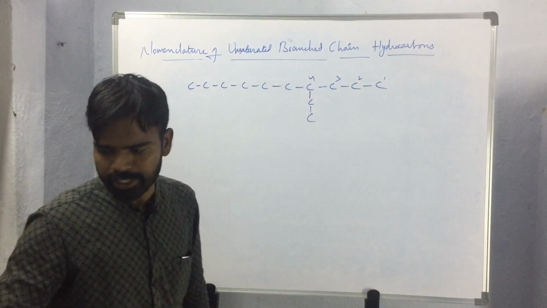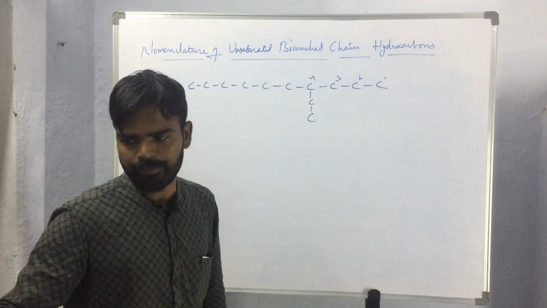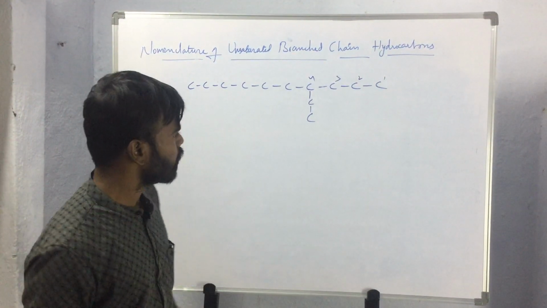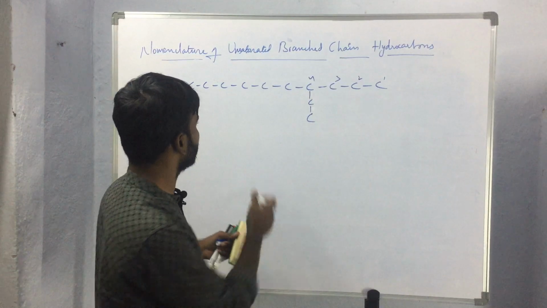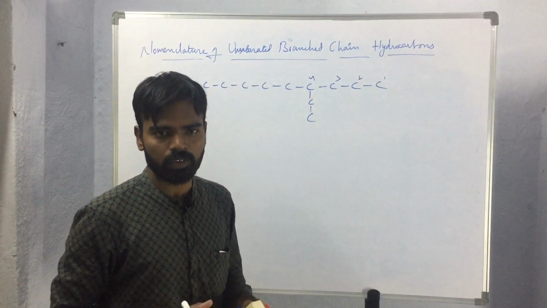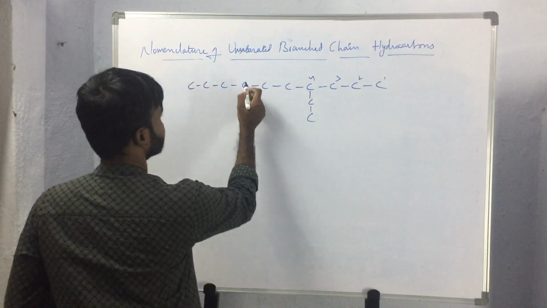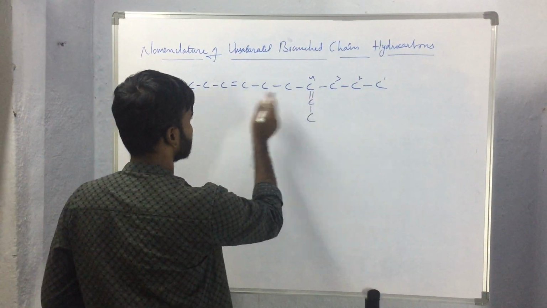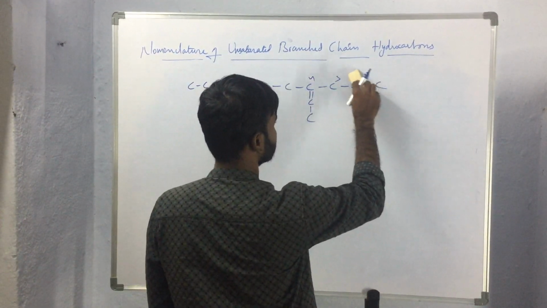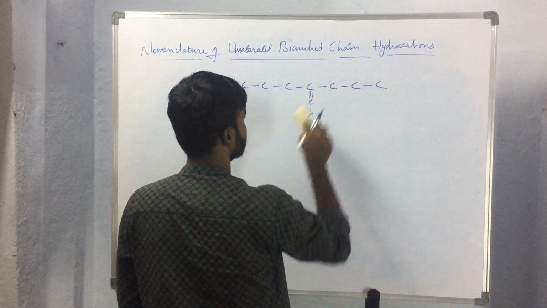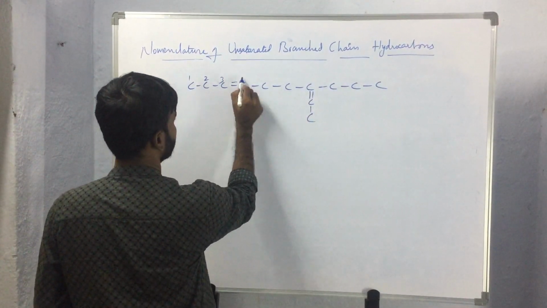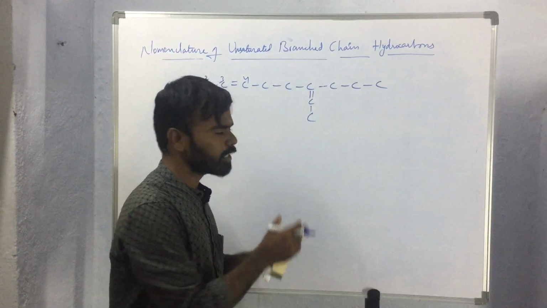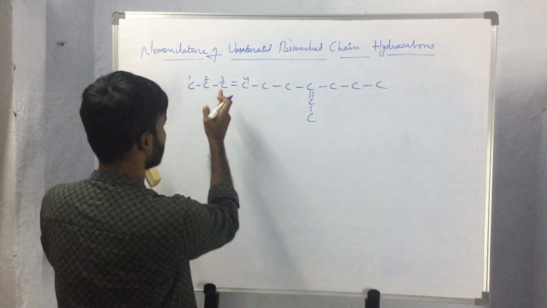So now one more case we will consider. What if the unsaturation is present in both the parent chain and the side chain? What do we have to do in such cases? As usual, the numbering will change. We will start numbering from here, because the carbon atom that is having unsaturation should get the least possible number. So we will start numbering from here only.